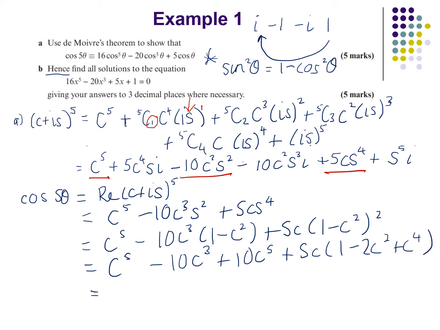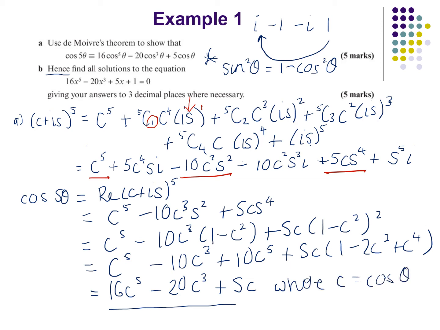And then just double check that you get what you want. You want 16 cos to the 5. I've got 1 there, 10 there, and then I've got plus another 5 there. So I do get 16c to the 5. Just double check it works. 20c cubed. I've got minus 10, minus 10, minus 20. And then I get plus 5c. I can leave my answer like that as long as I say where c equals cos theta. You must say that at the end though if you're going to leave it like that, or rewrite it out as the answer that you want. So that's your 5 marks, and that's all the working to show to get those marks.